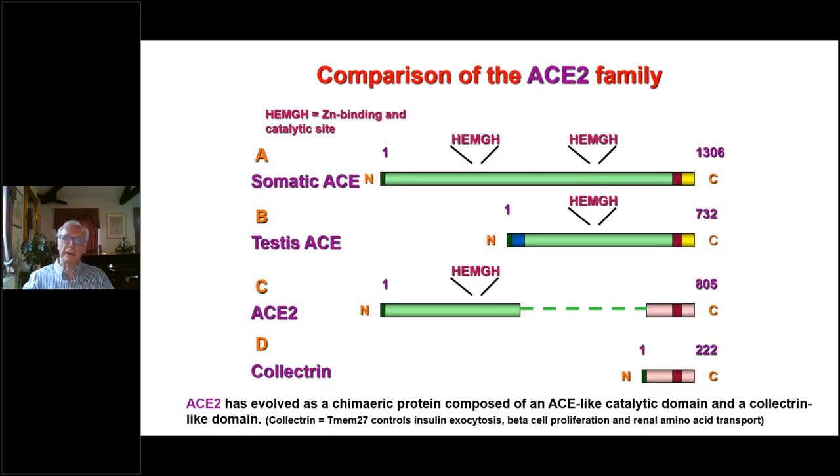So let's just compare the ACE2 family members. We have the somatic form of ACE that regulates blood pressure. It's a duplicated enzyme with two zinc-binding catalytic sites, whereas the testicular form of ACE is just the C-terminal portion of ACE. However, ACE2 closely resembles the N-terminal domain of somatic ACE, but the C-terminal domain is completely different. It resembles another protein quite separately, not a peptidase, known as collectrin, which plays a role, amongst other things, in amino acid transport. And you'll hear more about that later.